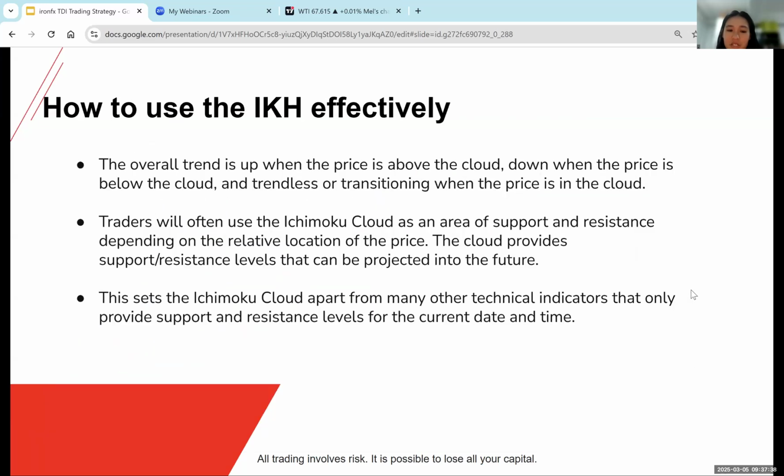Okay, so traders will often use Ichimoku Cloud as an area of support and resistance depending on the relative location of the price. The cloud provides support and resistance levels that can be projected into the future. So this sets Ichimoku Cloud apart from many other technical indicators that only provide support and resistance levels for the current date and time.